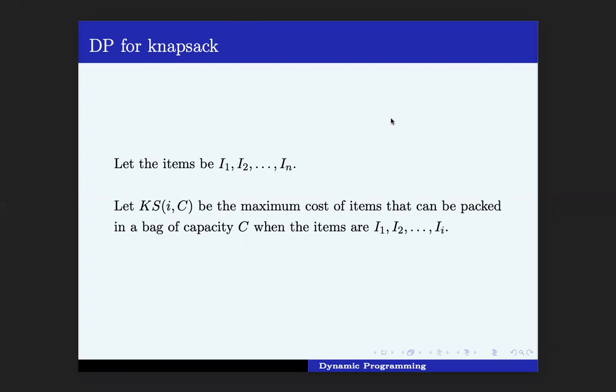Sir, I is the list of items I1 through In here? Small i. So this is a function which says this is the maximum cost when you can only pick from items I1 to Ii. So KS(10, C) means you have the items I1 to I10 and you have the capacity C. What is the best you can do?